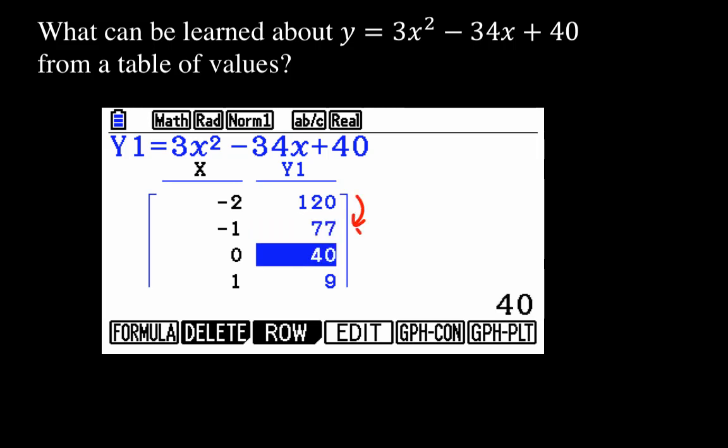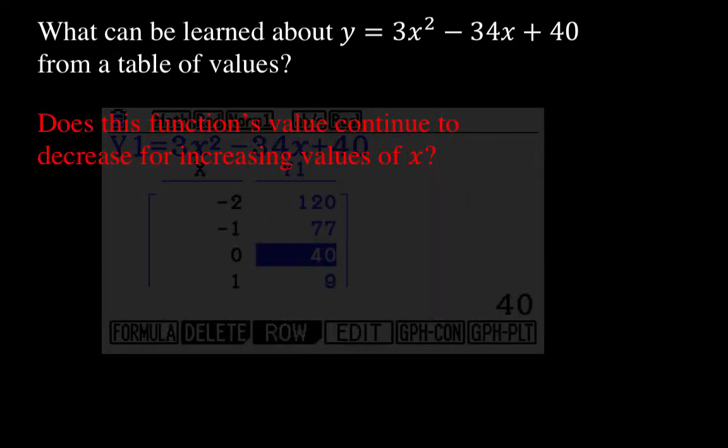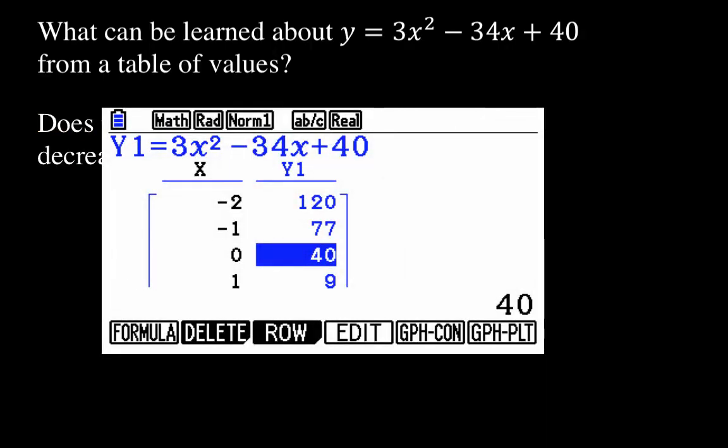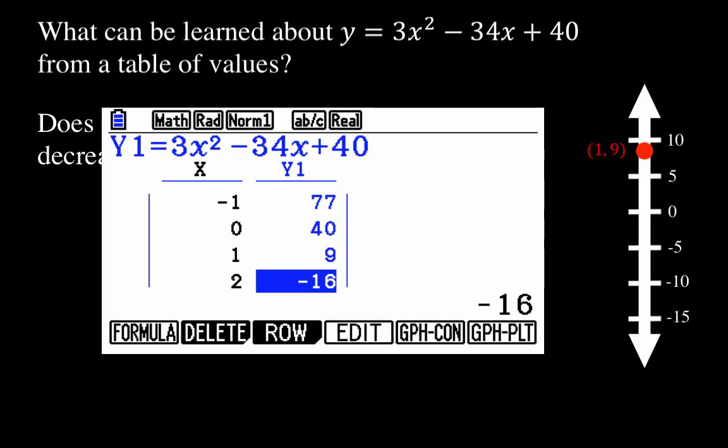120, 77, 40. Well, this function's value is decreasing as x increases, at least in these three cases. I wonder if this continues. Well, it seems to, at least for a while. Oh, look at that. The function value changes from positive to negative. Well, what does that mean?